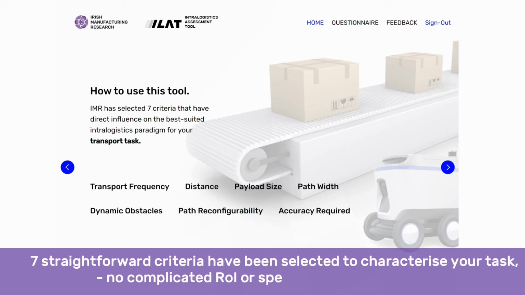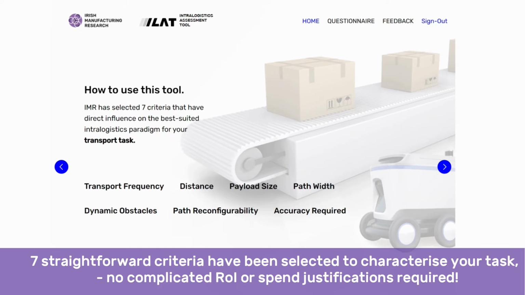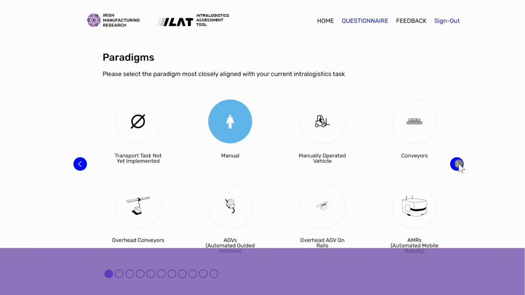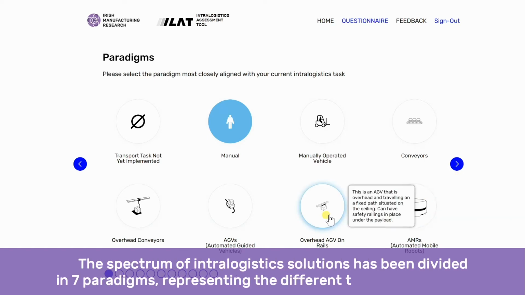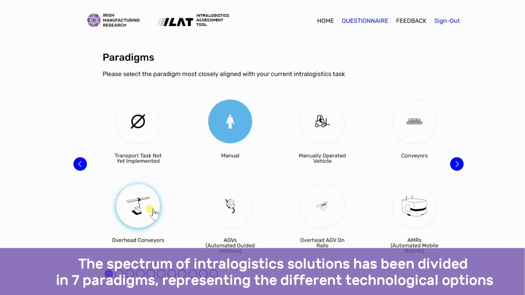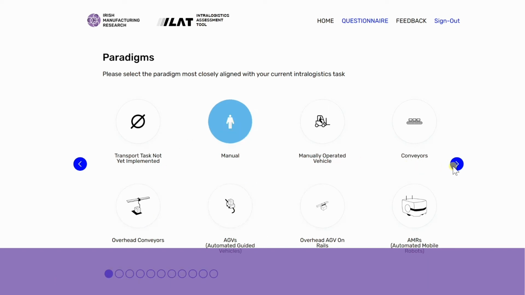Seven straightforward criteria have been selected to characterize your task. No complicated return on investment or spend justifications are required. The spectrum of intralogistics solutions has been divided into seven paradigms, representing different technological options. You can check them out in the tool.